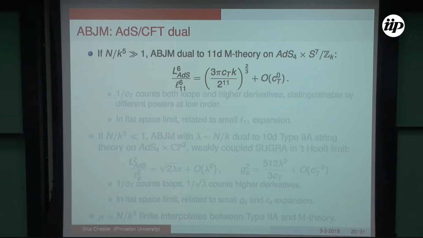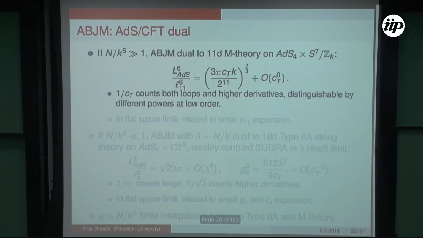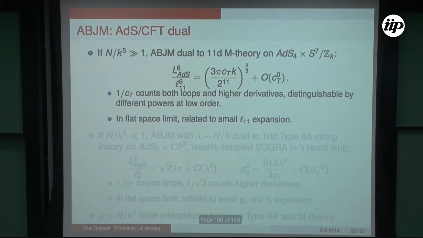So it would be interesting, actually, to get corrections to the AdS radius. Similar to n equals 4 super Yang-Mills, 1 over c counts both loops and higher derivatives. This is somewhat analogous to the very strong coupling limit in n equals 4, and again, they're only distinguishable at low orders. In the flat space limit, this is related to the 11-dimensional Planck length expansion.